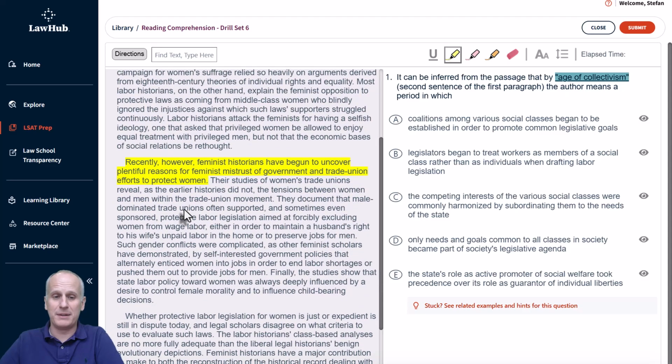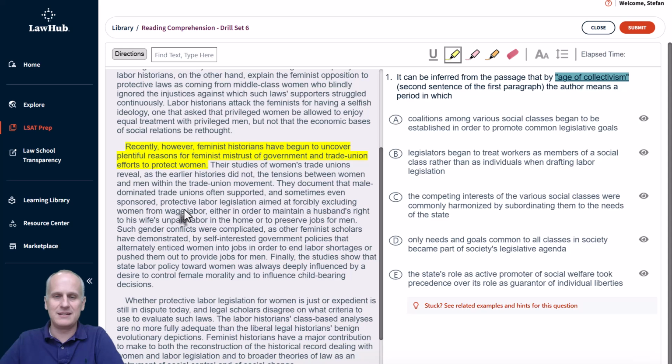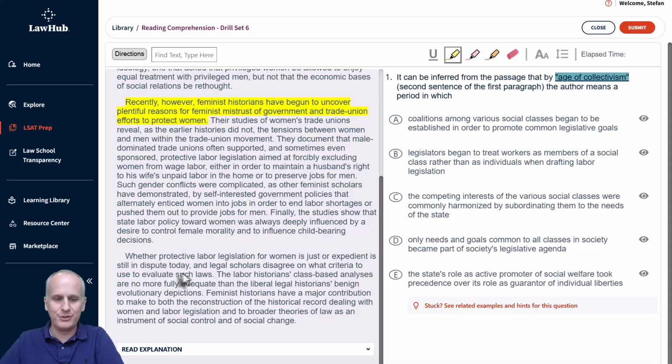So we've got a lot of opinions of historians on this idea of women and laws restricting their hours in the workplace. So we'll just continue on to the final paragraph. Whether protective labor legislation for women is just or expedient is still in dispute today, and legal scholars disagree on what criteria to use to evaluate such laws.